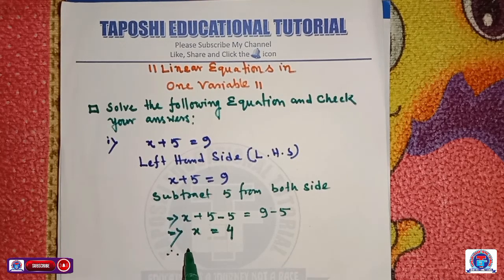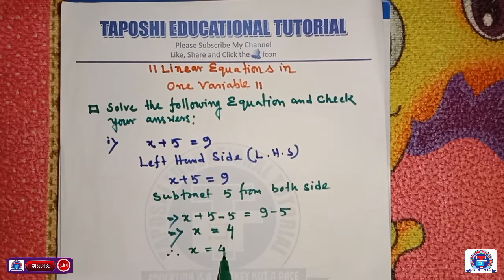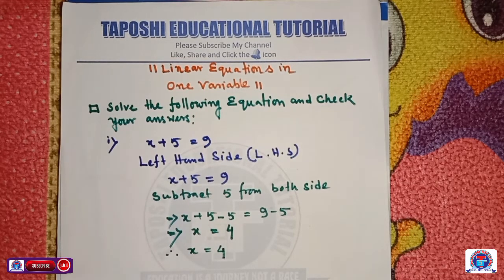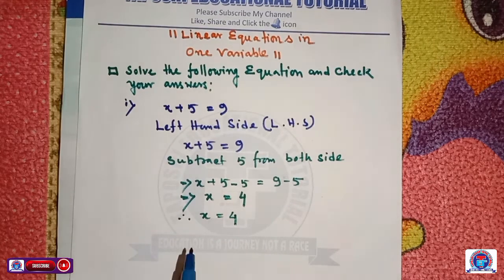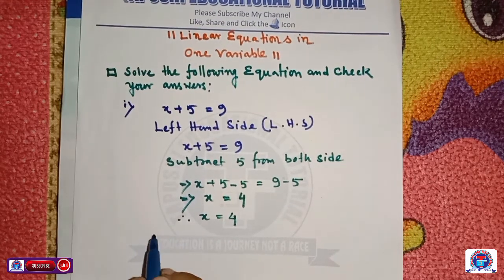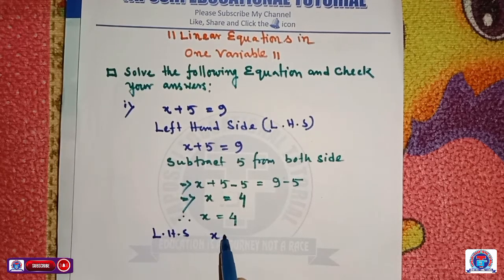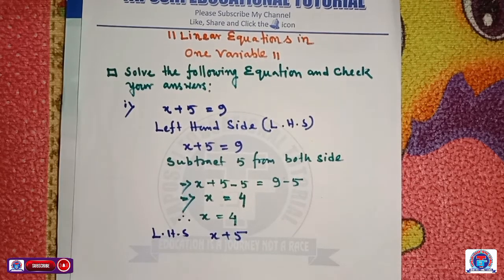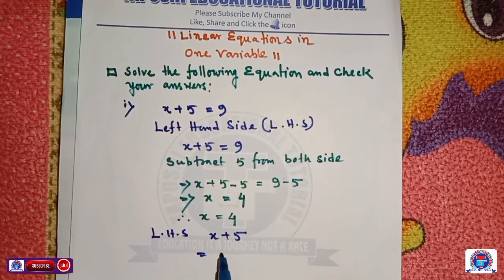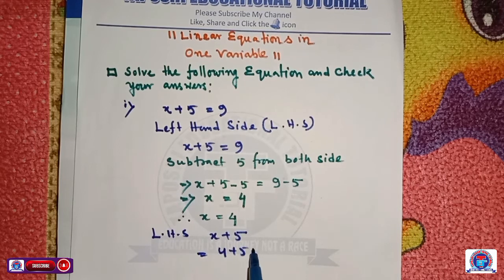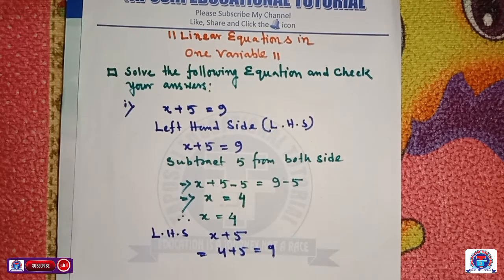Therefore the value of x is equal to 4, correct. Now check the answer. So how to check this answer? So we write left hand side x plus 5 is there, correct. So here we put the value of x, 4 plus 5 is equal to 9, correct.